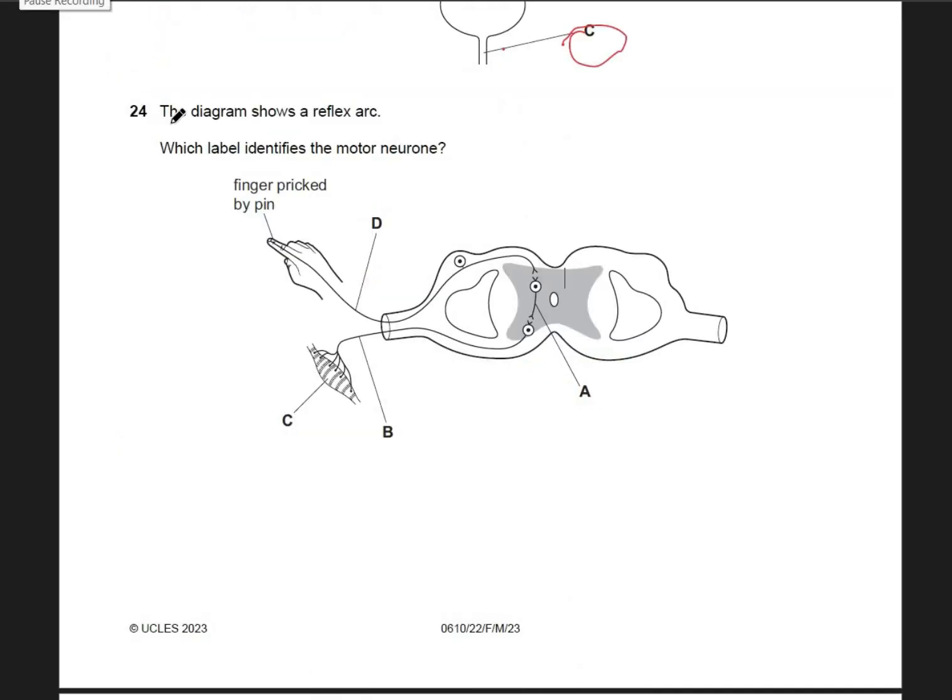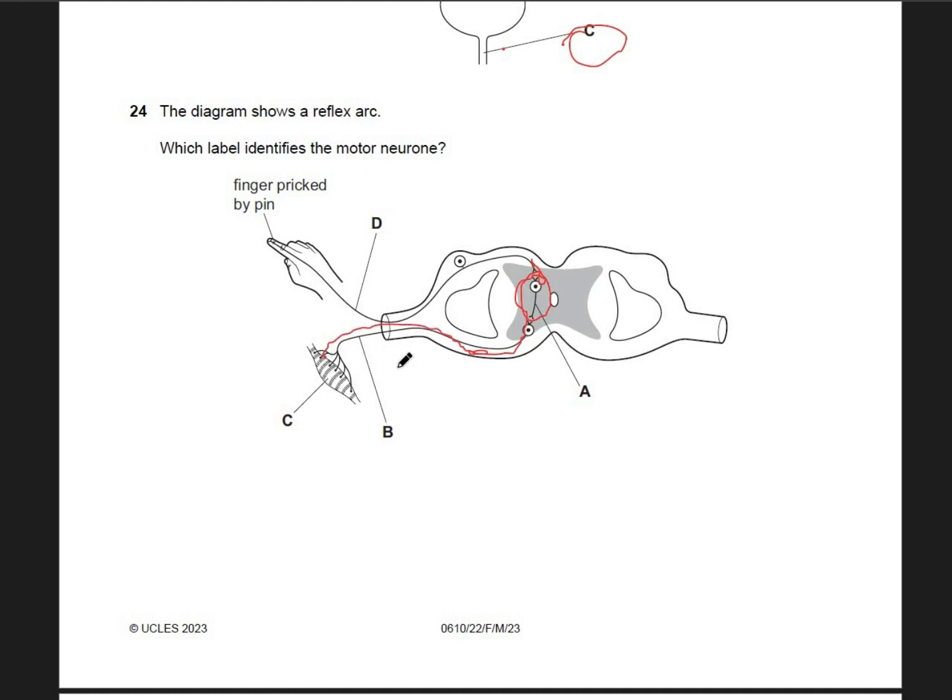Now let's read question number 24, which says the diagram shows a reflex arc. Which label identifies a motor neuron? So this is a very easy question. Basically what's happening, when the finger is pricked by the pin, there will be a sudden impulse that will be transmitted through a sensory neuron. This is a sensory neuron, all right? And then in the spinal cord, the sensory neuron will transmit this impulse to the relay neuron, and through the relay neuron towards the motor neuron. So the effector impulse will be transmitted through the motor neuron to the effector muscle.